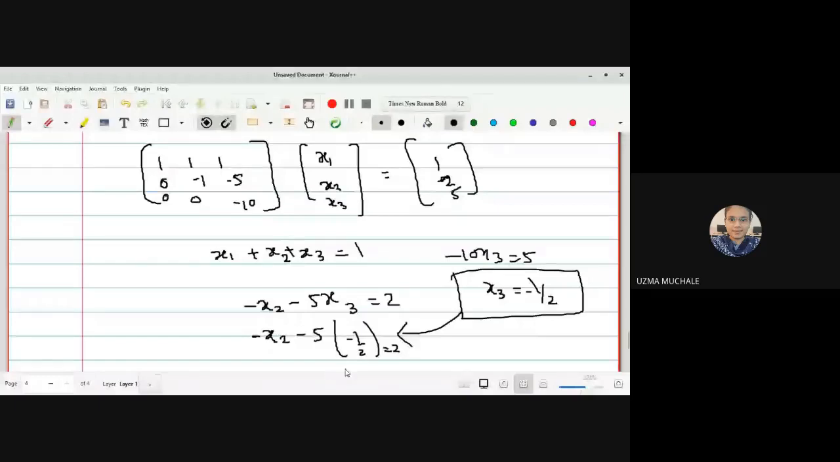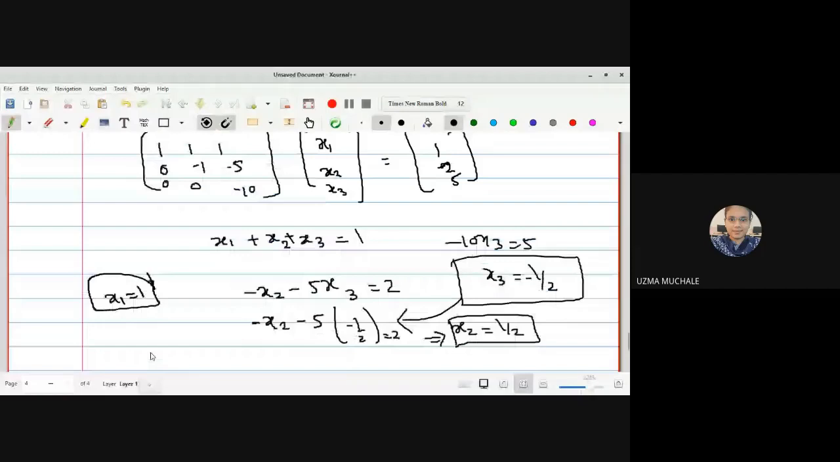What is x2? x2 is 1 by 2. Correct. Okay. x1 is equal to 1. Now let us check whether these answers, whatever we have obtained, are correct or not.